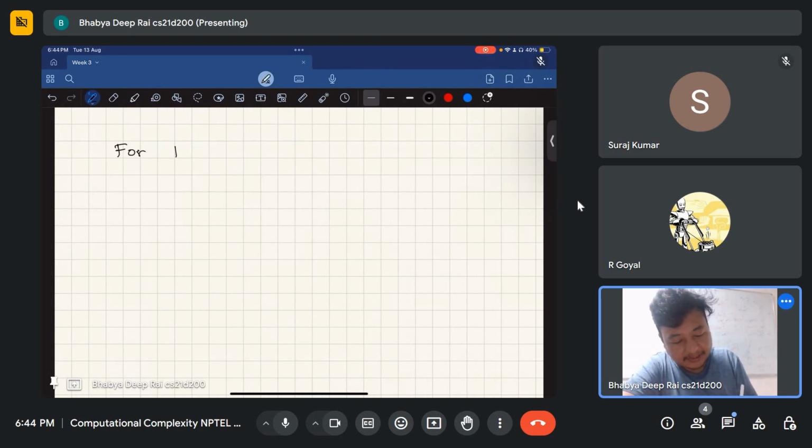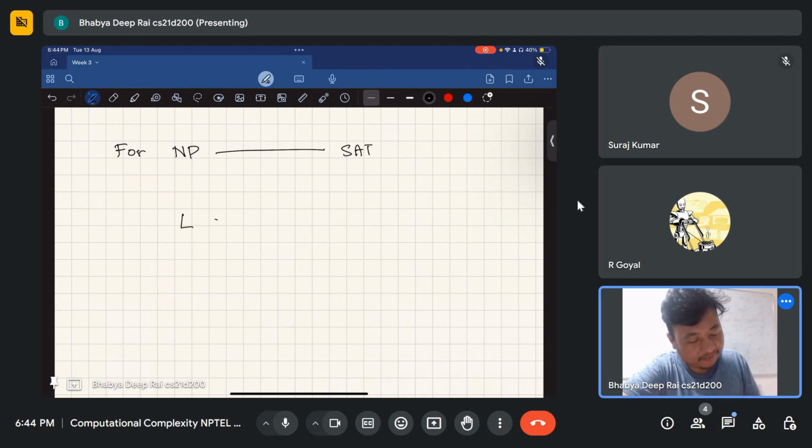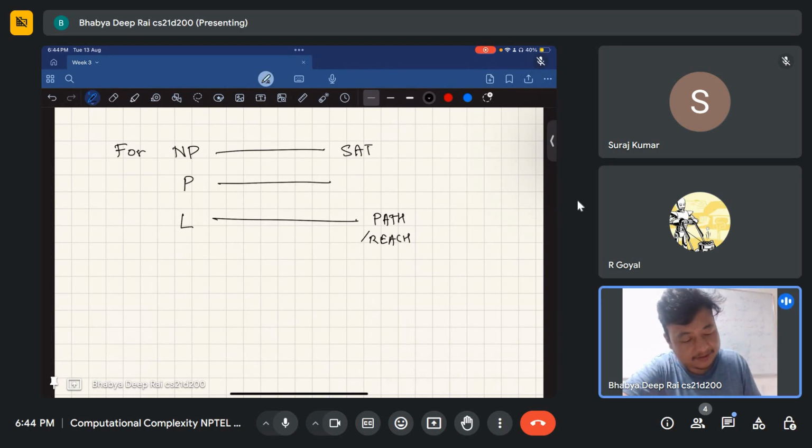For NP, we have something called satisfiability. This is not the only NP complete problem, but this exactly represents what NP is. And then you have L. For L, we have path, as called in the lecture. Sometimes it is also called the reachability problem. For P, there is a problem called CVP, the circuit value problem.